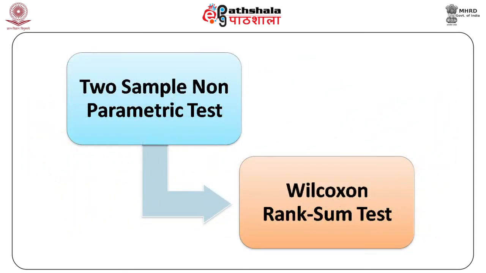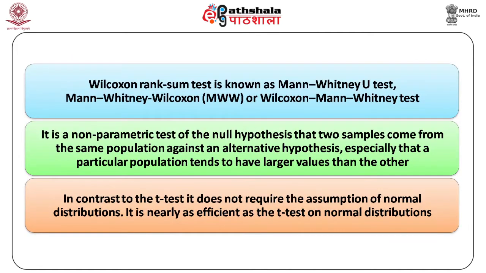Coming to two-sample non-parametric tests. First, the Wilcoxon rank sum test. Wilcoxon rank sum test is known as Mann-Whitney U-test, Mann-Whitney-Wilcoxon, or Wilcoxon-Mann-Whitney test. It is a non-parametric test of the null hypothesis that two samples come from the same population against an alternative hypothesis, especially that a particular population tends to have larger values than the other.